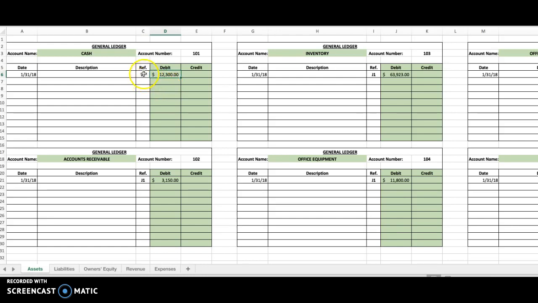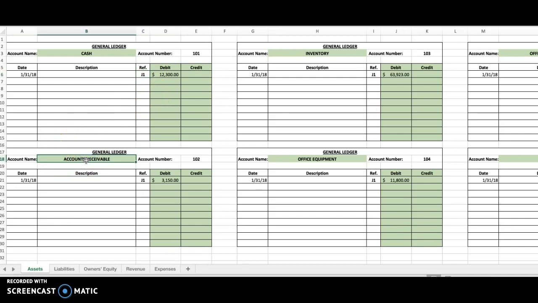The J1 in this reference column, we'll take a look at this little column a bit more tomorrow, but this J1 refers to where this amount came from. If I'm curious as to where that amount came from, this tells me. J1 means journal, page 1.